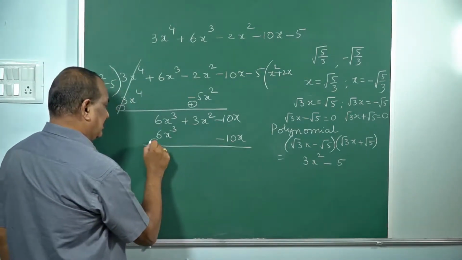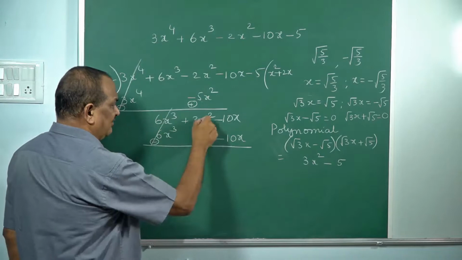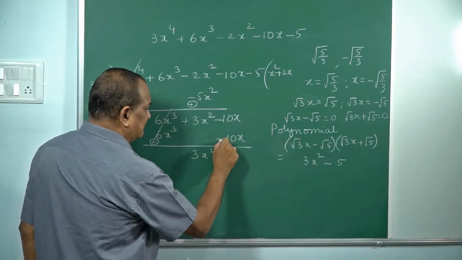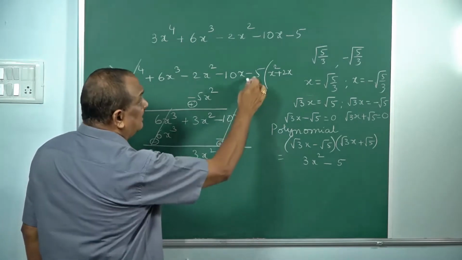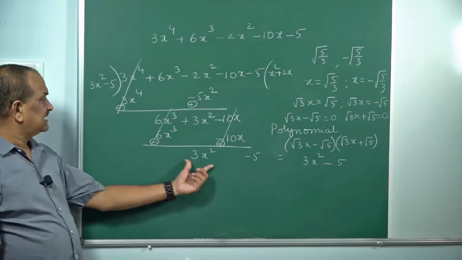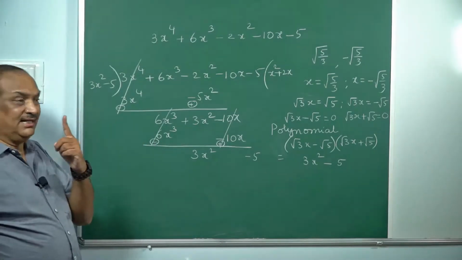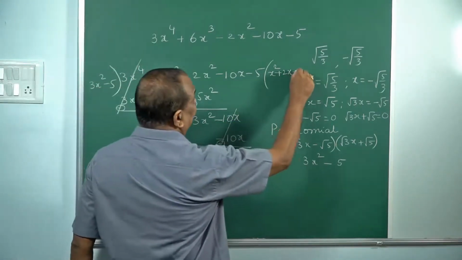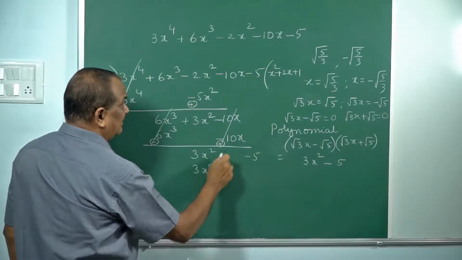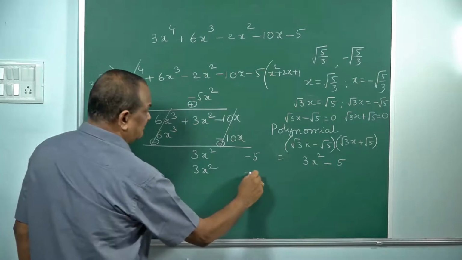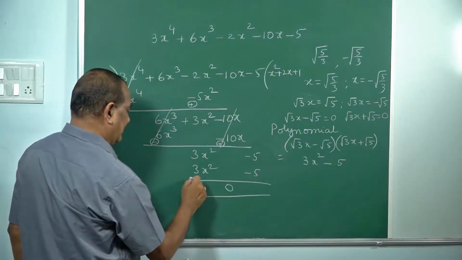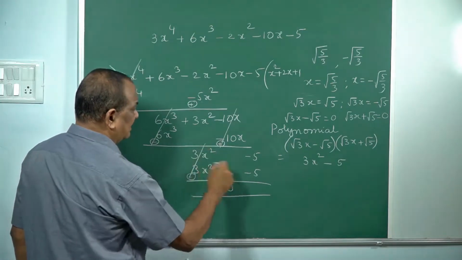Subtraction. And this gets cancelled here. From this you are not taking anything out. 3x square, this becomes plus, gets cancelled. And bring down this minus 5. My last step. In this 3x square goes only one time. So I write here 1 time 3x square, and 1 time this minus 5 is minus 5. Obviously I got 0 as the remainder. My division is done.